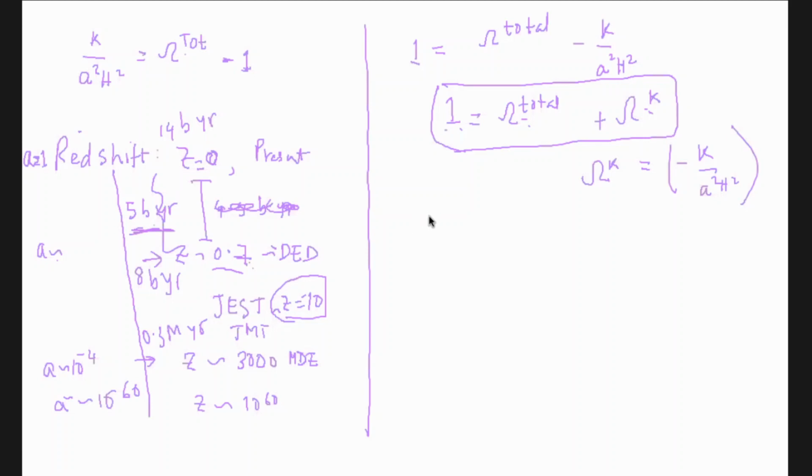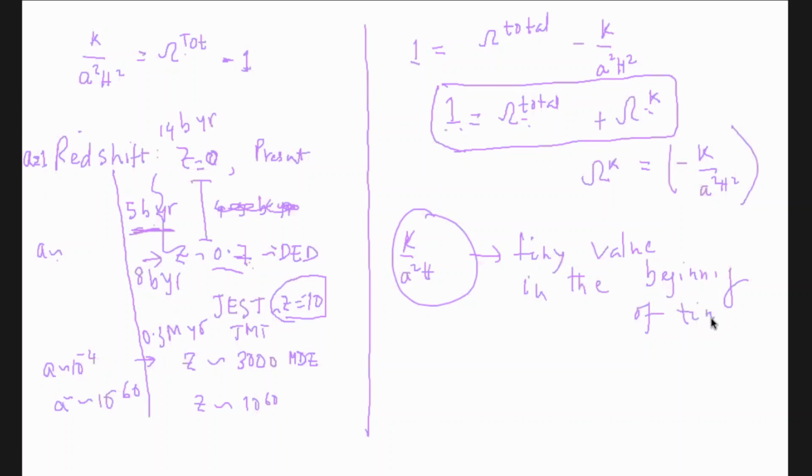But now, say for example, we assume that this k by a square term has a very tiny value in the beginning of time. Because at that time the universe was very much twisted. The space was turned and twisted at Big Bang time. So maybe k is not 0. Who knows? So say it has a non-zero value in the beginning, k by a square H square. In fact, people also believe that it has a non-zero value.